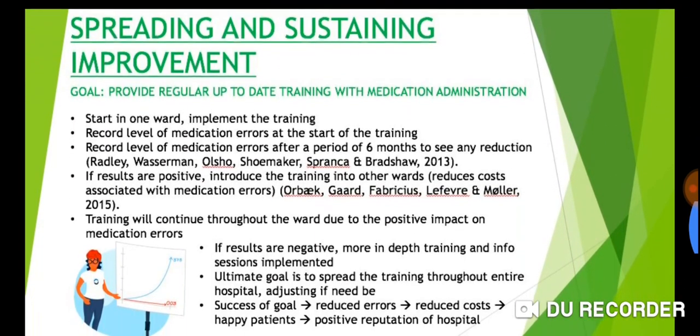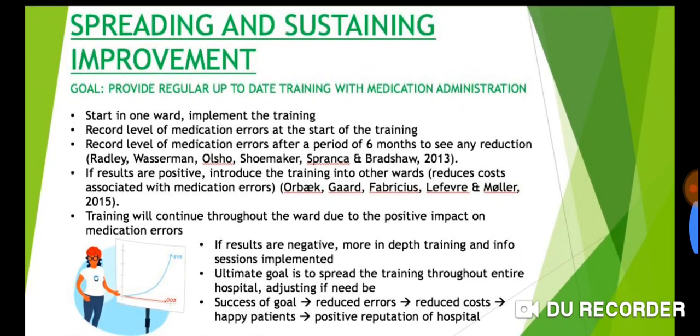Spreading and sustaining improvement. Starting in one ward within the hospital, we would implement the required training for medication administration. At the start of the implemented training, we would record the level of medication errors within the ward. At the end of the period of 3 months with the implemented training, we would record the number of medication errors to see if there is any reduction and an overall improvement within the ward.